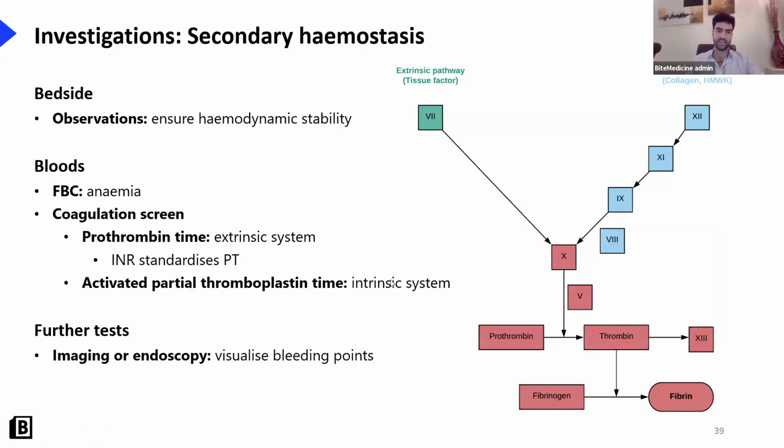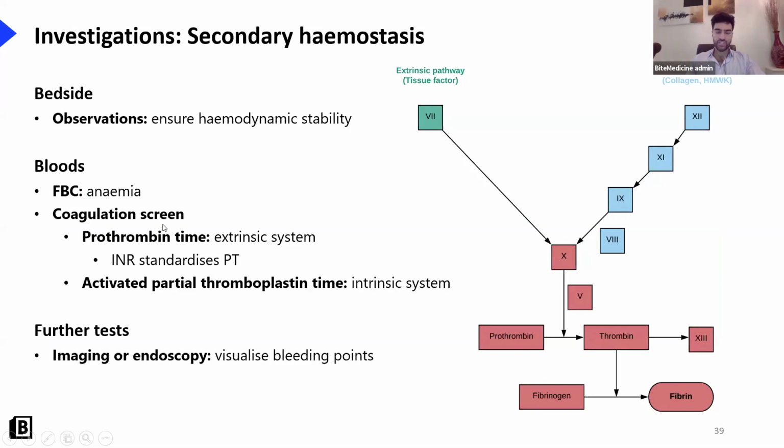How are we going to investigate this? So bedside, as before, observations: check they're hemodynamically stable, check their blood pressure and heart rate are okay, and they're not bleeding extensively. Of course, for blood count, check for an anemia because they're bleeding. And you can also check the platelets here. The platelets in a secondary hemostasis condition should be normal because it's not the platelets that are affected.